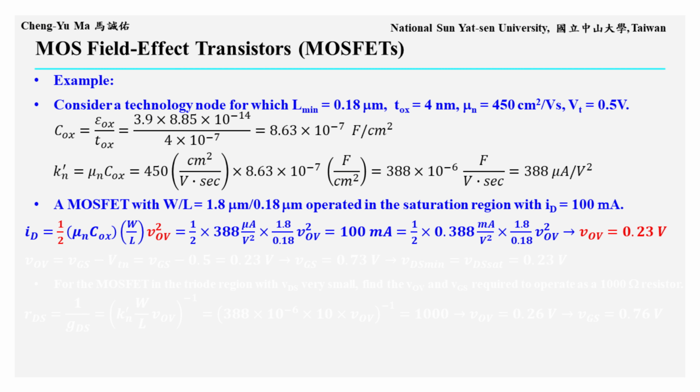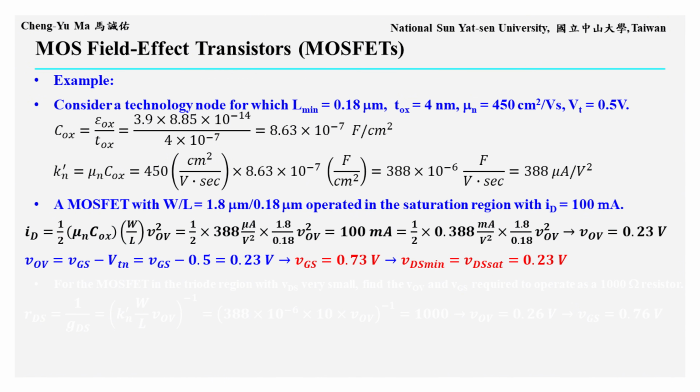Pay attention to the units. The current unit must match the unit used for Kn prime. Solving this gives VOV equal to about 0.23 volts. Once the process parameters and W over L are fixed, the saturation current is determined by VOV. Since VOV equals VGS minus VTN, and VTN is 0.5 volts, VGS is 0.23 volts plus 0.5 volts, which equals 0.73 volts.